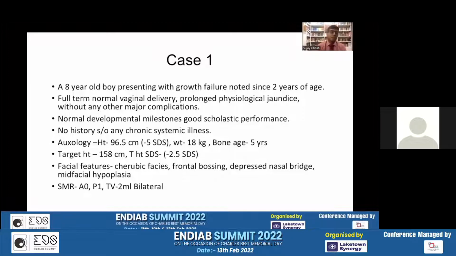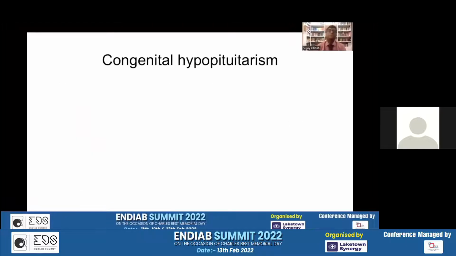In terms of the clinical features, the typical facies, the frontal bossing, the depressed nasal bone, and mid-facial hypoplasia, all perhaps giving a clue to at least growth hormone problems, and the child is prepubertal.